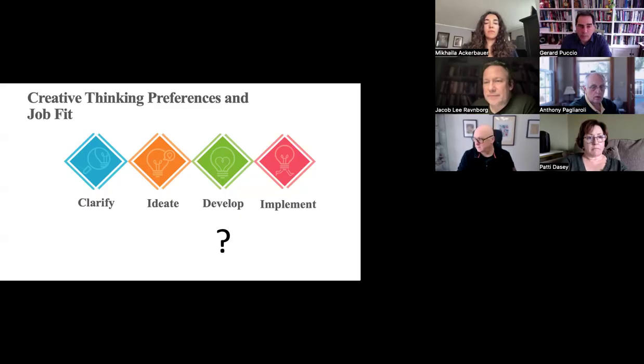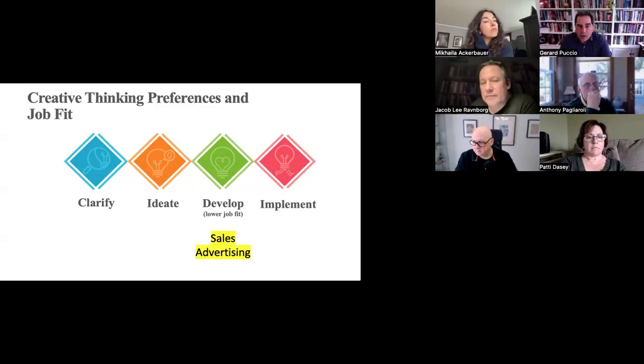What about the developing preference? How does that explain job fit? Well, here's where it got really interesting, because we found people with a high developing preference reported lower job fit in two functional areas. Sales, if you have a high developing preference in sales, you reported a lower job fit. Now think about that.